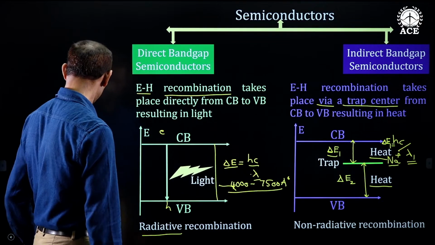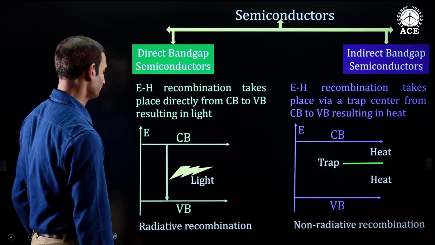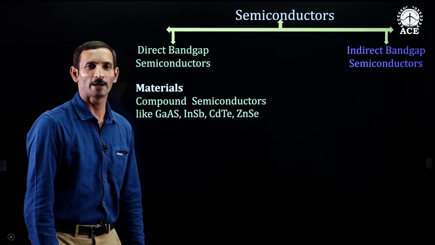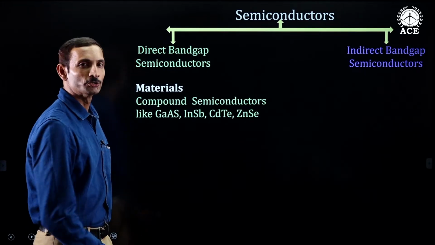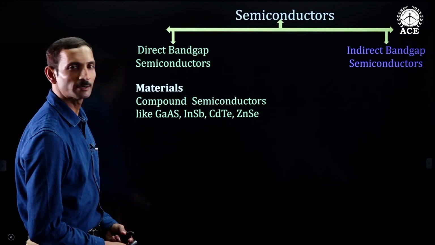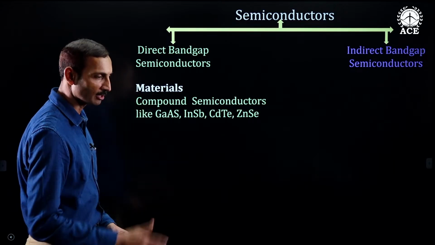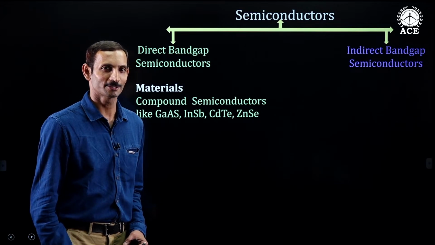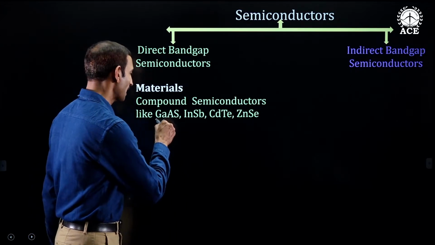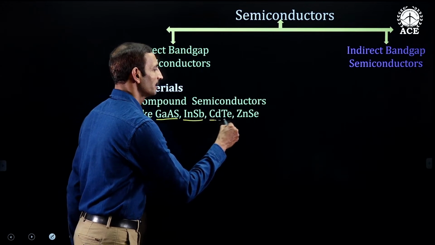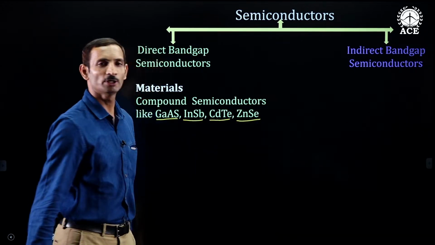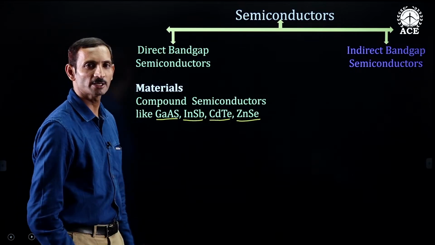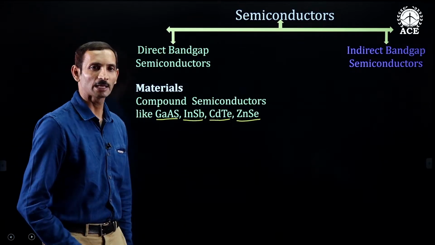So we'll be moving further to understand what kind of materials would be direct bandgap semiconductor materials. Generally, the so-called semiconductors that come to our mind whenever we think of semiconductors are not the direct bandgap semiconductors. Instead, we have gallium arsenide, indium antimonide, cadmium telluride, zinc selenide, cadmium sulfide. All these would be the best examples of the direct bandgap semiconductors.